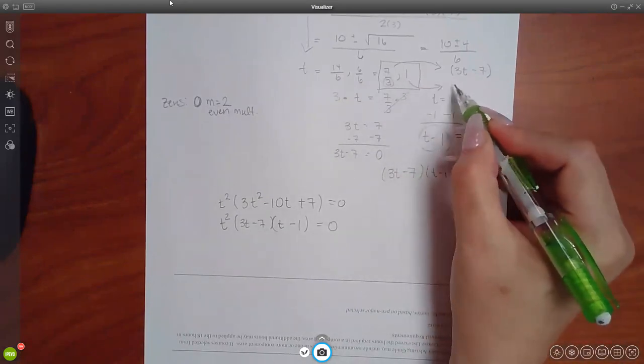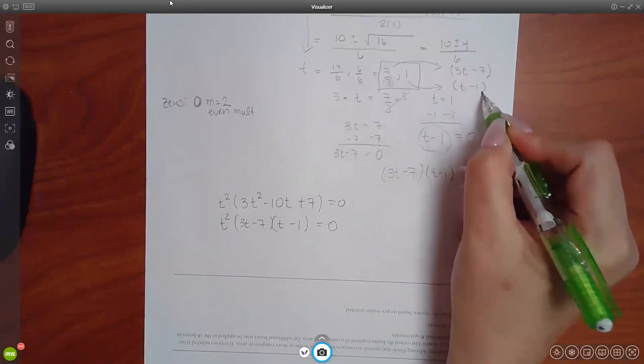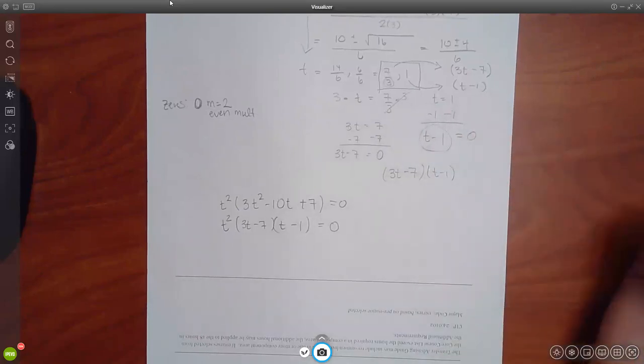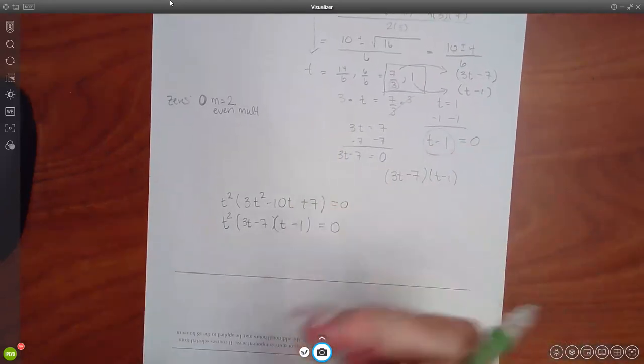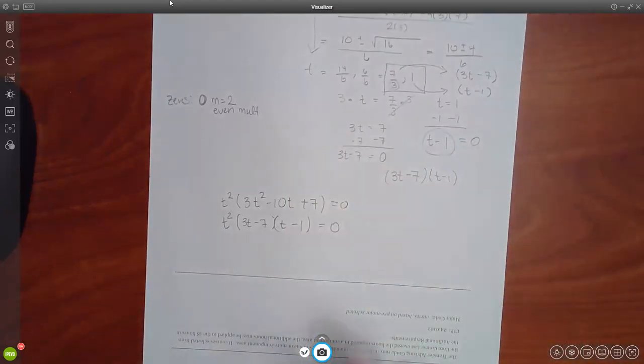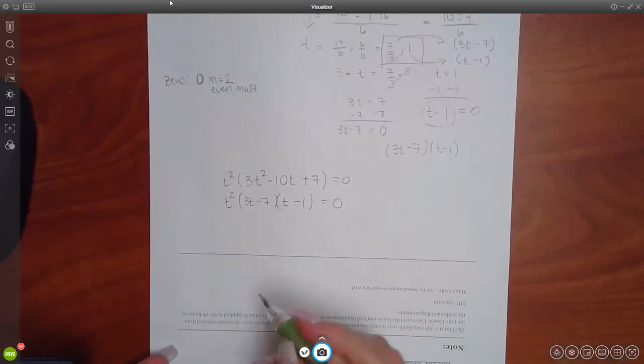And then this one doesn't have a fraction, so it's just t minus 1, okay? But that's the fast way you can get those factors, once you know those values from the quadratic formula. I just had to show you why they are what they are, okay? Now that I have it factored, it's real easy.